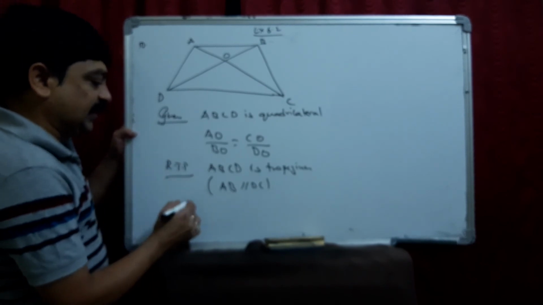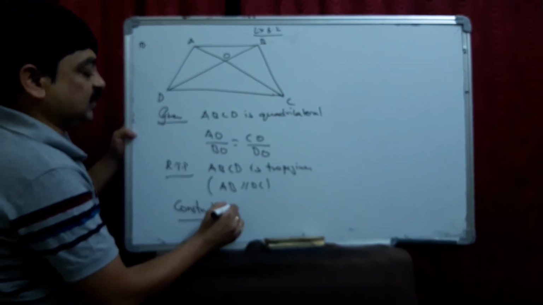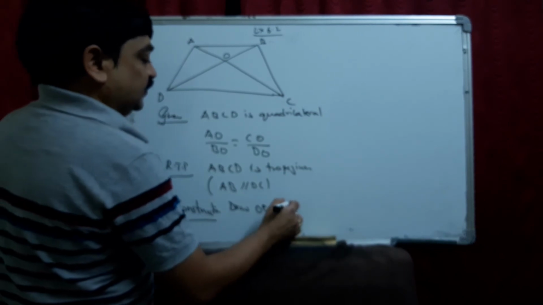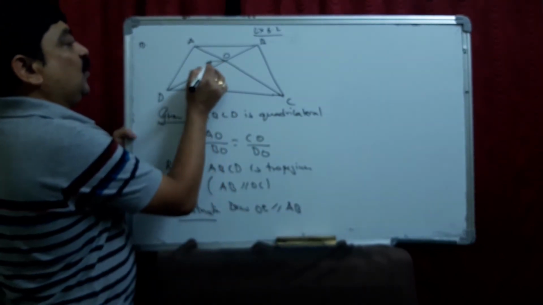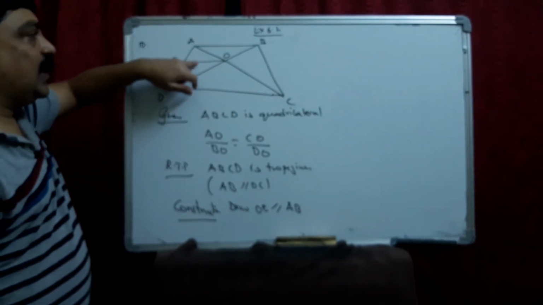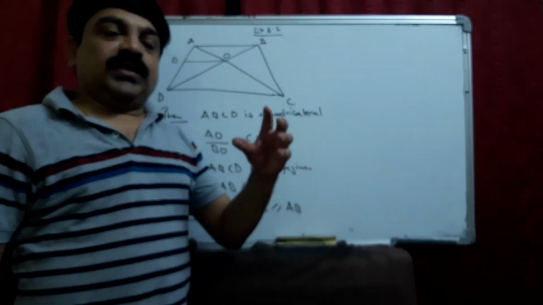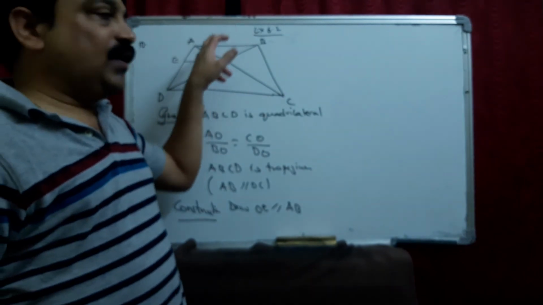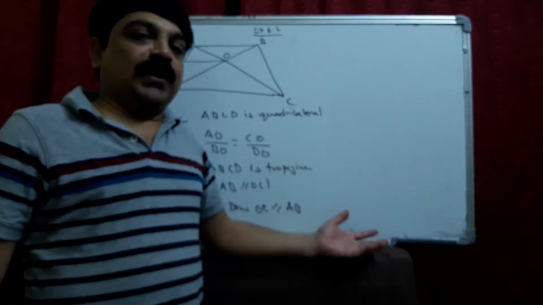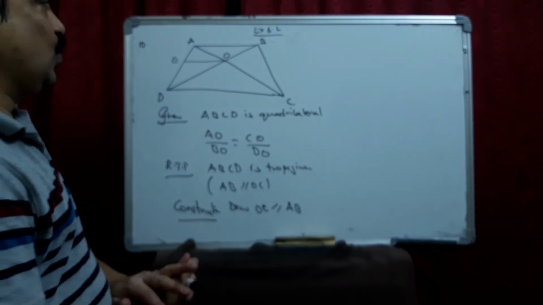What I do is, a little construction is required here. I just draw OE which is parallel to only AB. Now, I took this as parallel to AB, and I will prove that this is parallel to DC also. That means OE is parallel to AB and OE is also parallel to DC. So we can conclude that AB is parallel to DC. When AB is parallel to DC, it is a trapezium. Let us see. Only OE is parallel to AB.